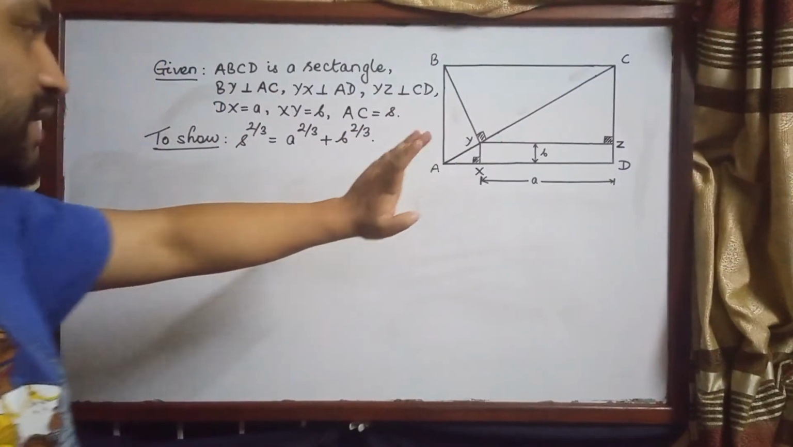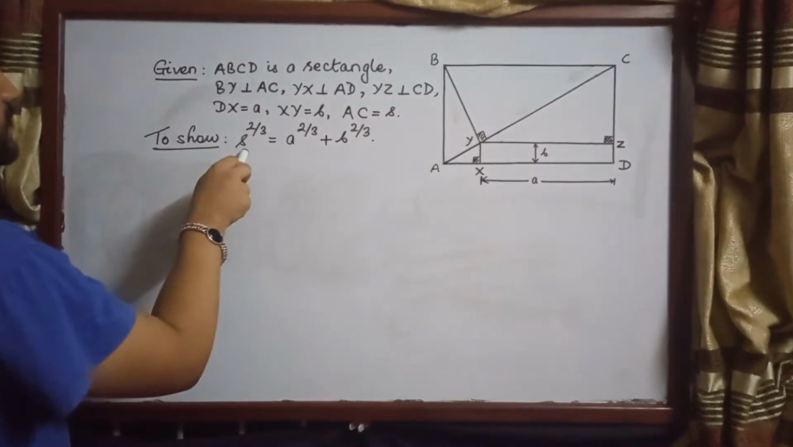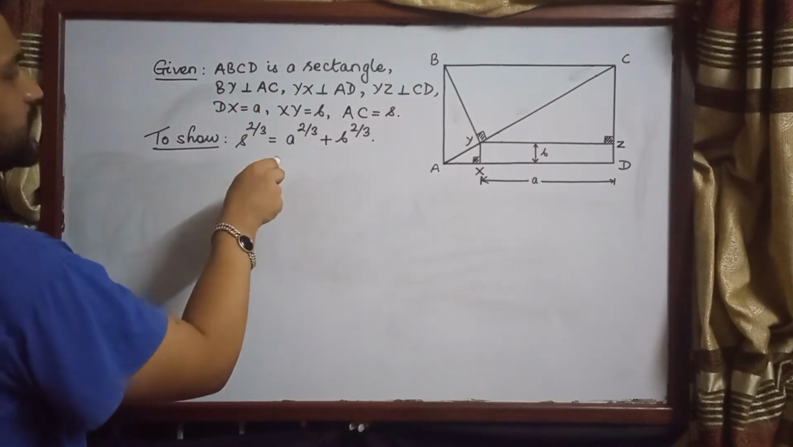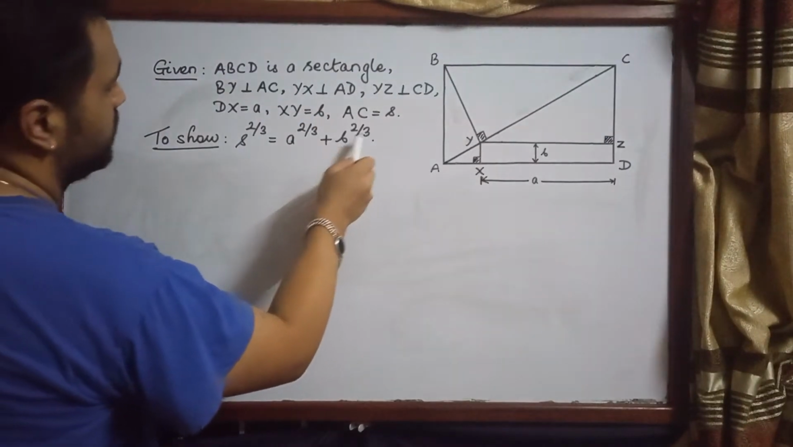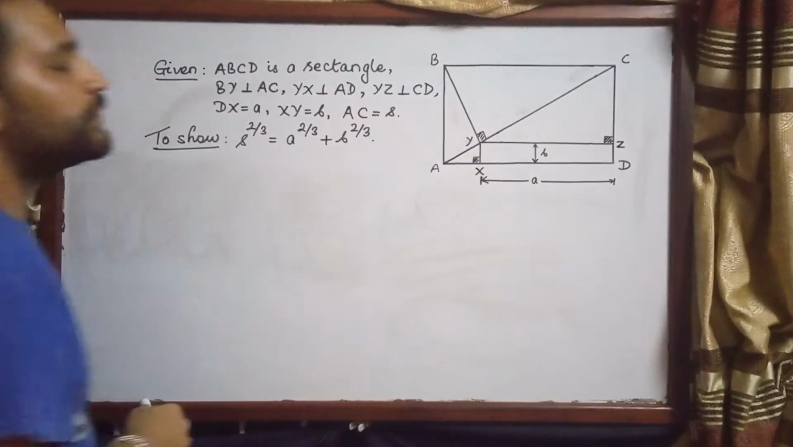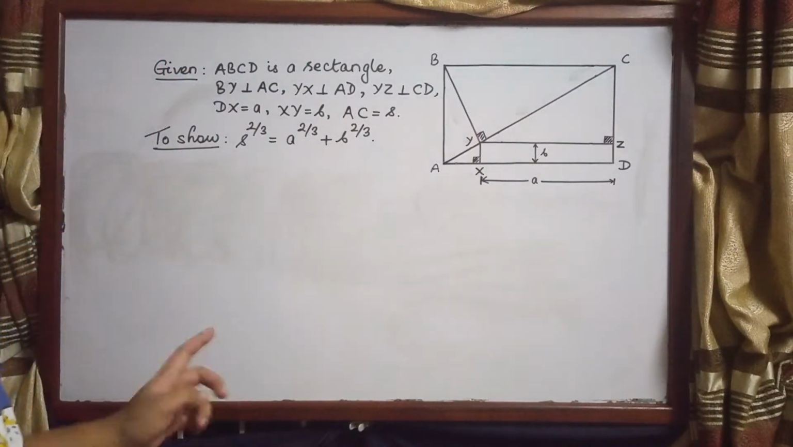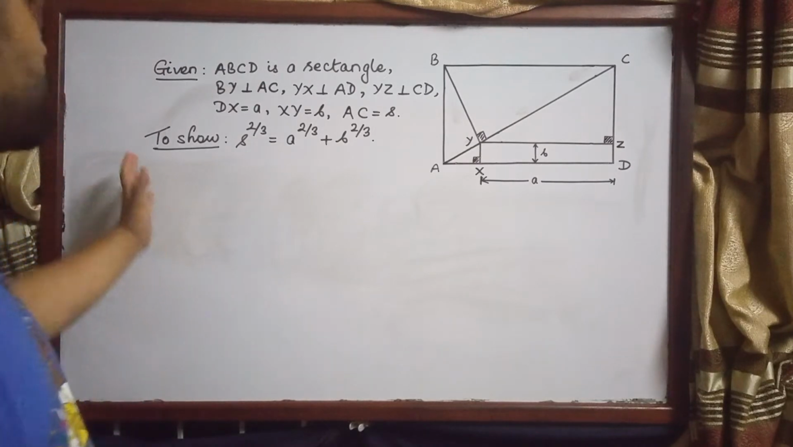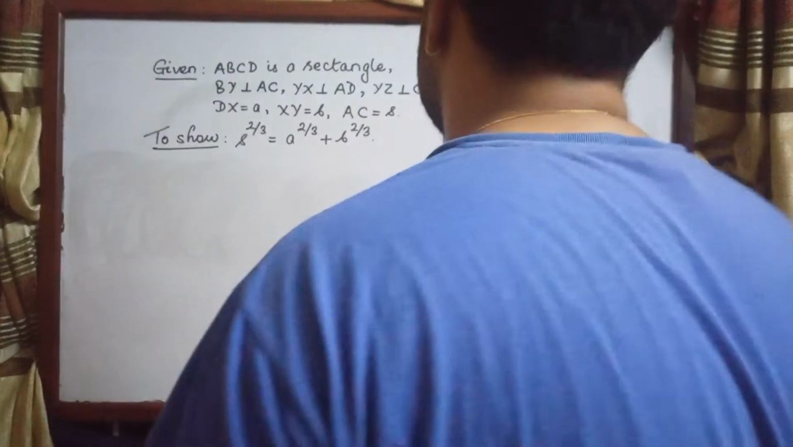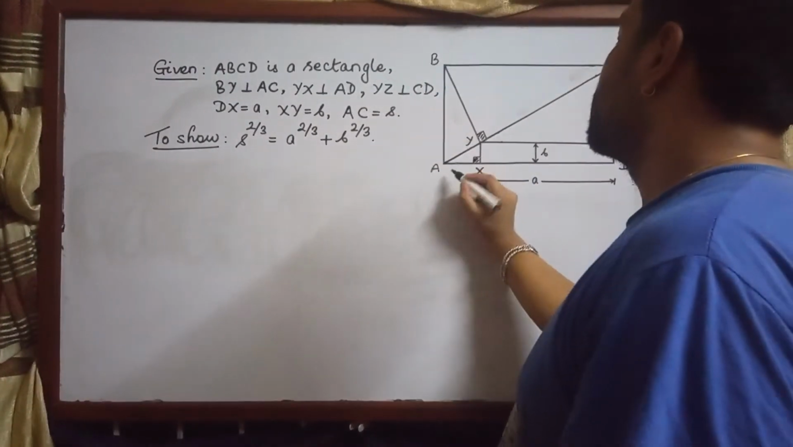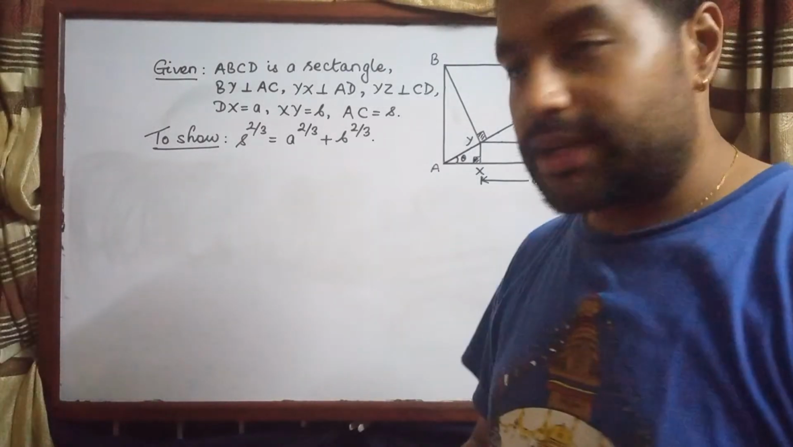Under these given conditions, we're supposed to show that S raised to the power 2 over 3 is equal to the sum of A raised to the power 2 over 3 and B raised to the power 2 over 3. Now, in order to prove this, let's make some additional assumptions. First, let's suppose that this angle is theta.